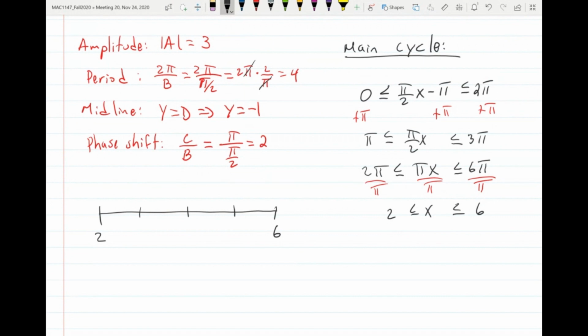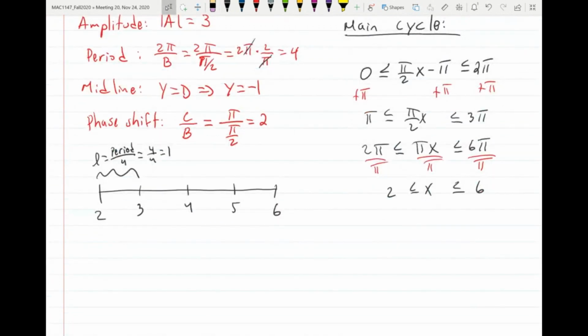Now, because the period is 4, then that means period divided by 4 is 1, so this is 3, 4, 5, 6. So I guess it's easier. These ones are nicer because you don't have to deal with the pi's and so on. So it's kind of easier to figure out the little numbers that go in the interval. All right, so again, remember the length here is period divided by 4. The period is 4, so 4 over 4 is 1. So we just keep on adding, incrementing 1 unit at a time. Are you okay with the main cycle picture?